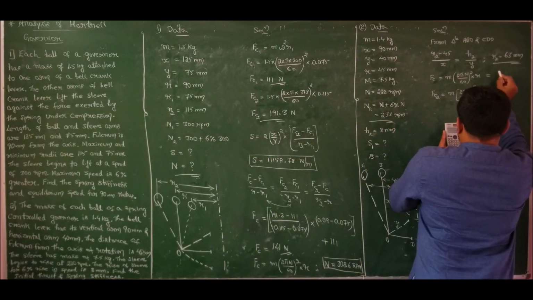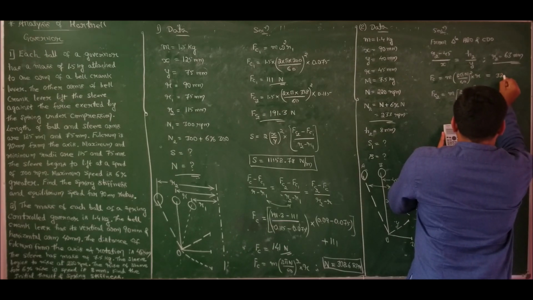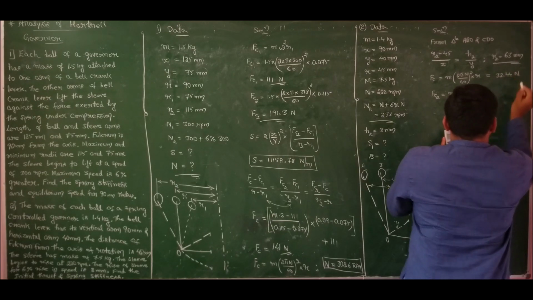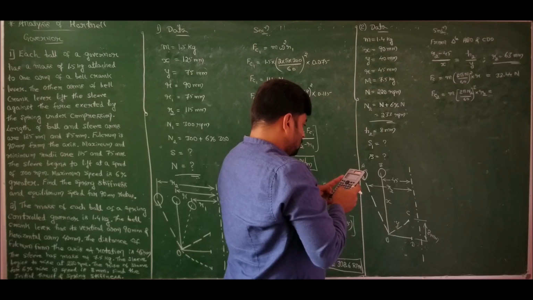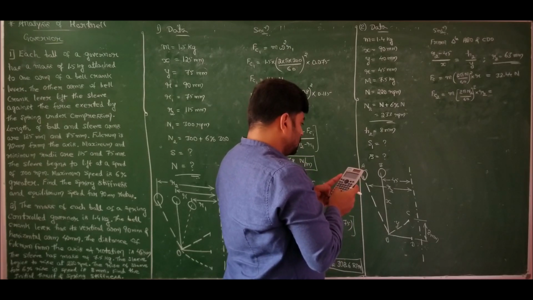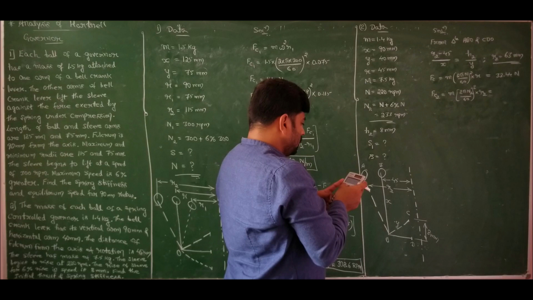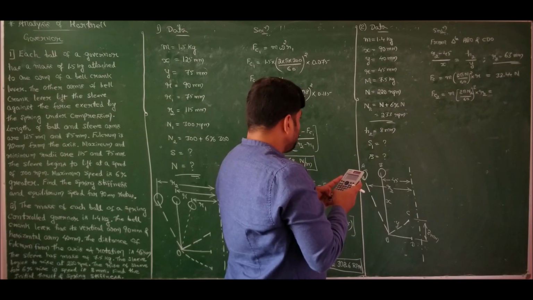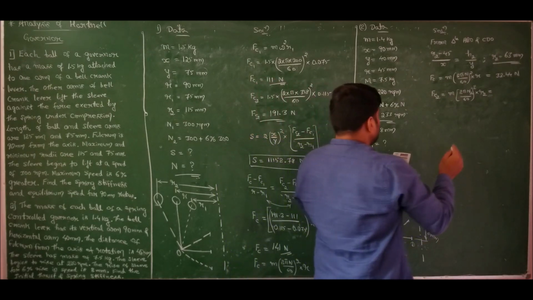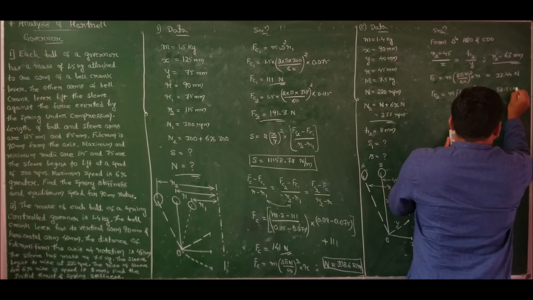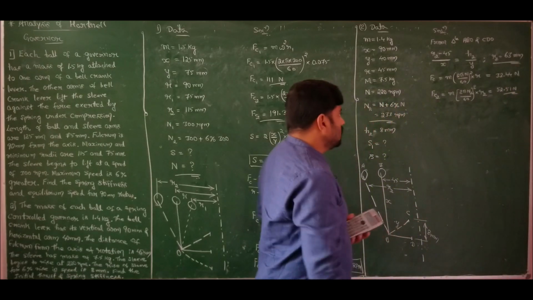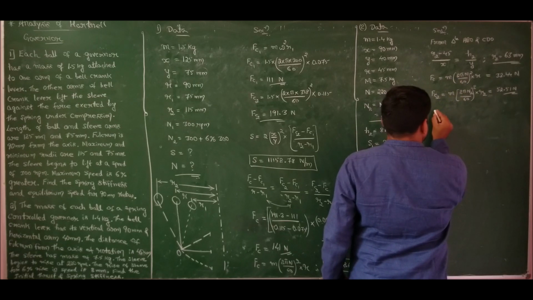0.045. So I will get the value of Fc as 33.44 newtons. Now the change: R2 is 0.063 and N2 is 233. If I solve, I will get the value of Fc2 as 52.51 newtons. Hence I can find the stiffness between these two positions.